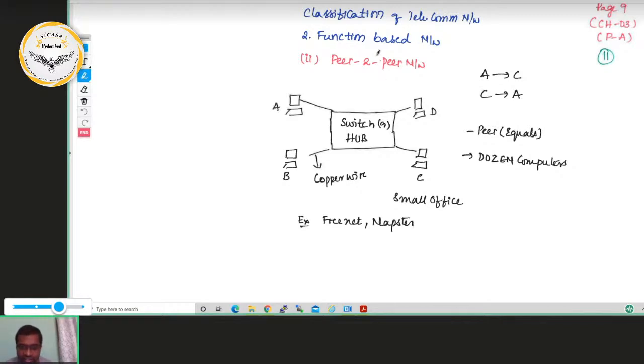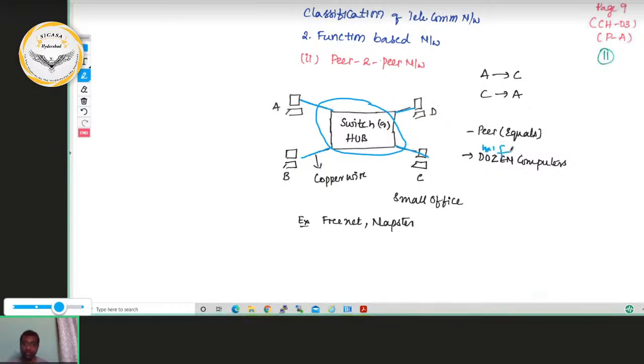How exactly are the computers connected? Computers are connected using a hub or a switch. Using a hub or a switch and a copper wire, we connect the computers together so that they can share the data with one another. And it is half a dozen, not a dozen, so it is required for connecting half a dozen computers.